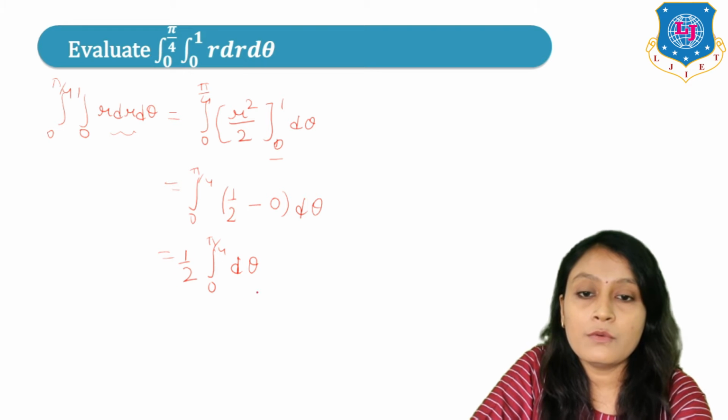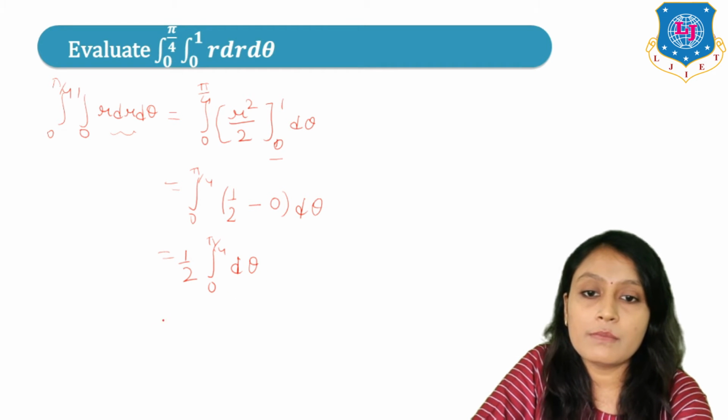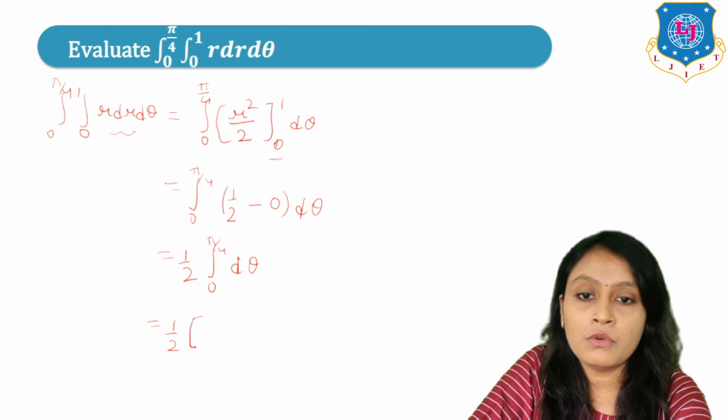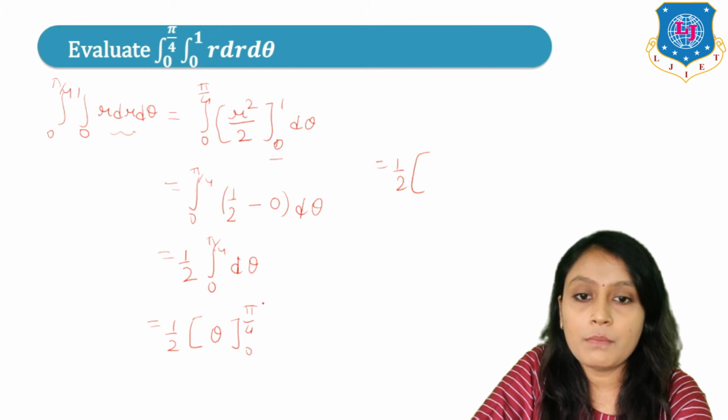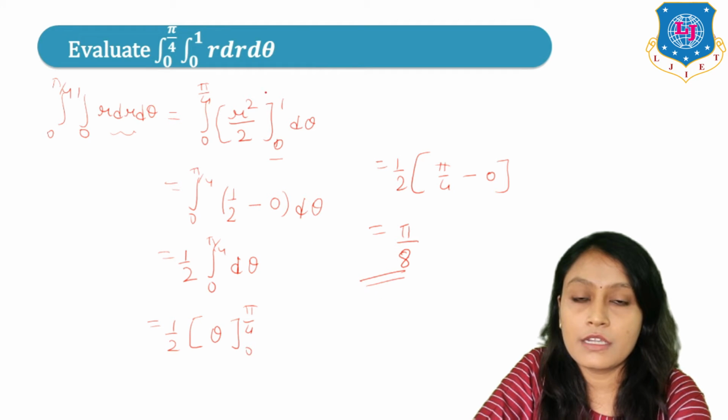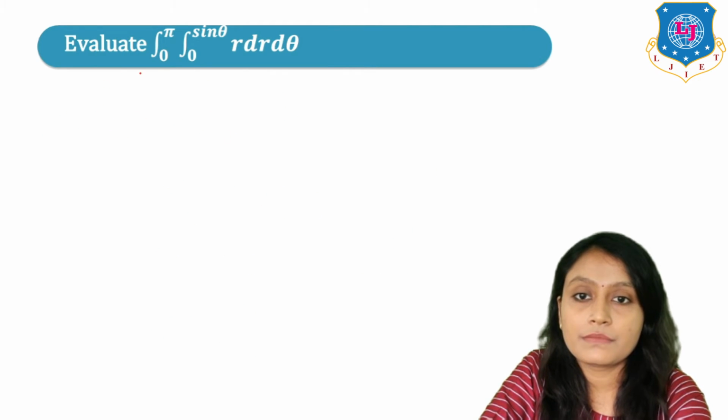Now we have to integrate this with respect to theta. We know the formula, integration of 1 d theta is theta, so here we have 1 by 2 times theta with limits 0 to pi by 4. Now we substitute the limits. Firstly the upper limit, so we have pi by 4 minus, now the lower limit, 0. Simplify this, and you will get the answer pi by 8, which is the answer of this integration in polar coordinates. Now let's move to one more example.